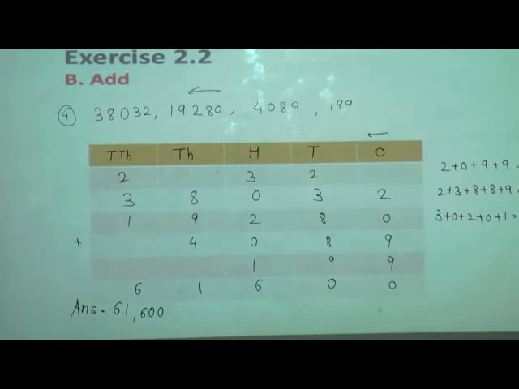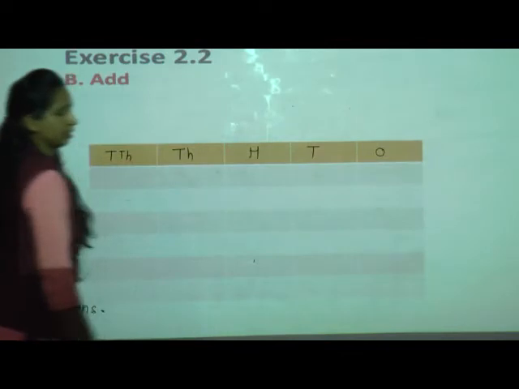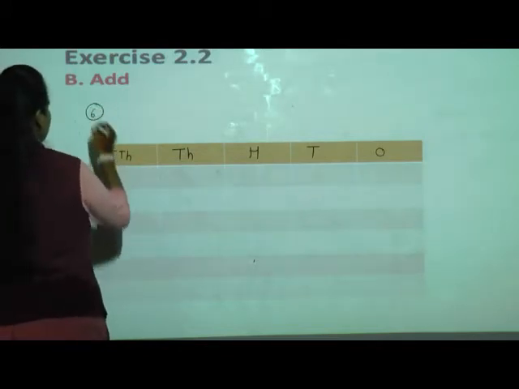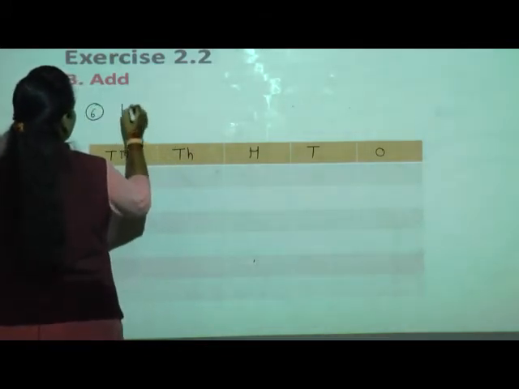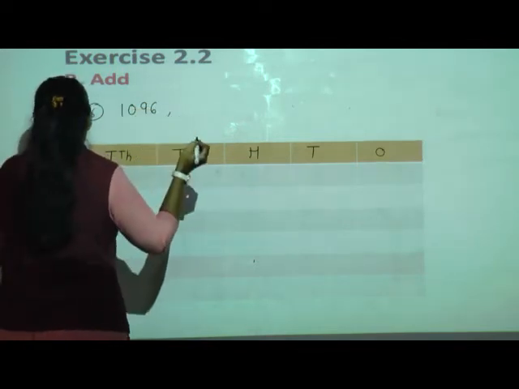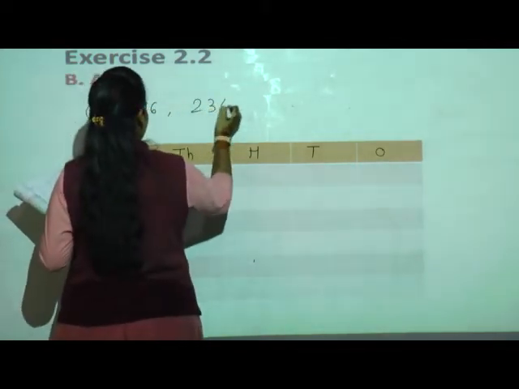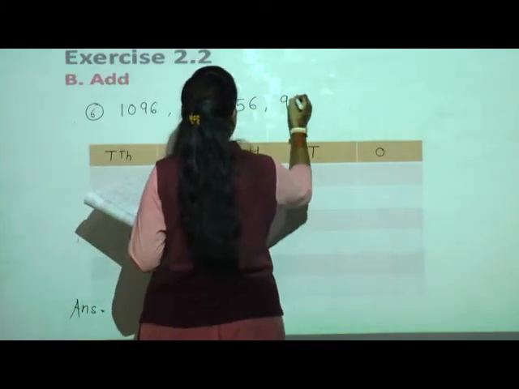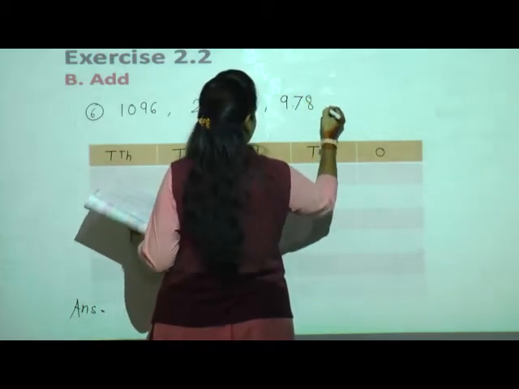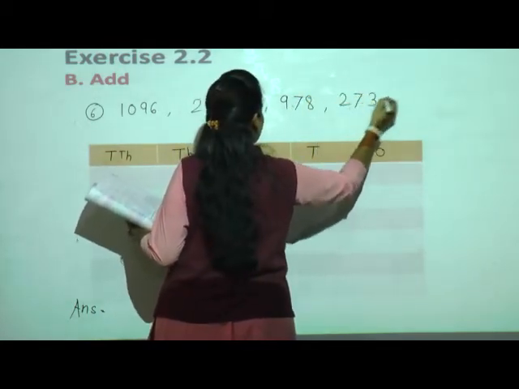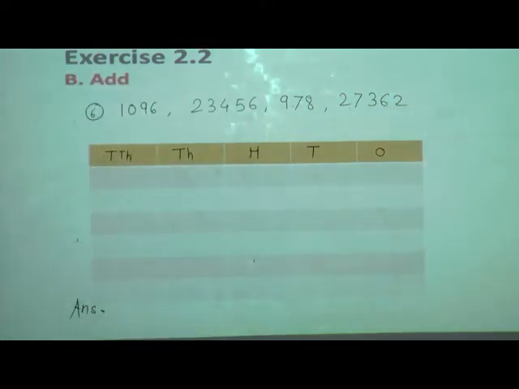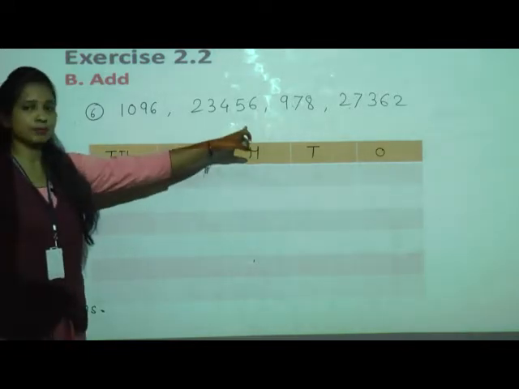Now we'll move to the next sum. Now I will solve the 6th question for you. What is the 6th one? Everyone, if you have a pencil with you, just tick mark the 6th one. 1096, 23,456, and the next is 978. The next is 27,362. Okay, now see. Again a 5-digit number is there.